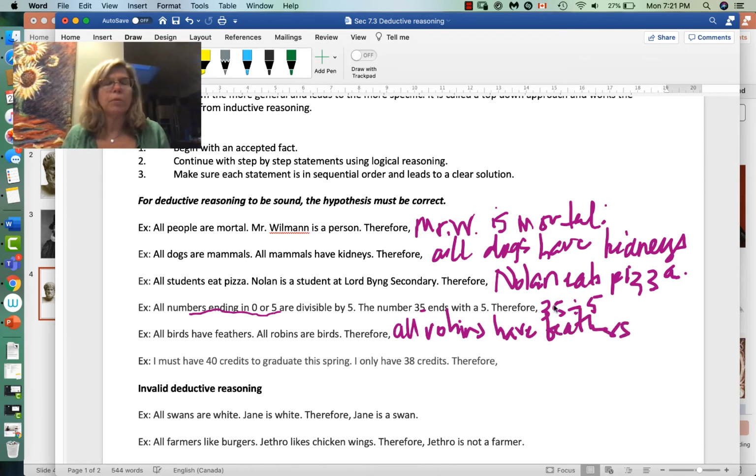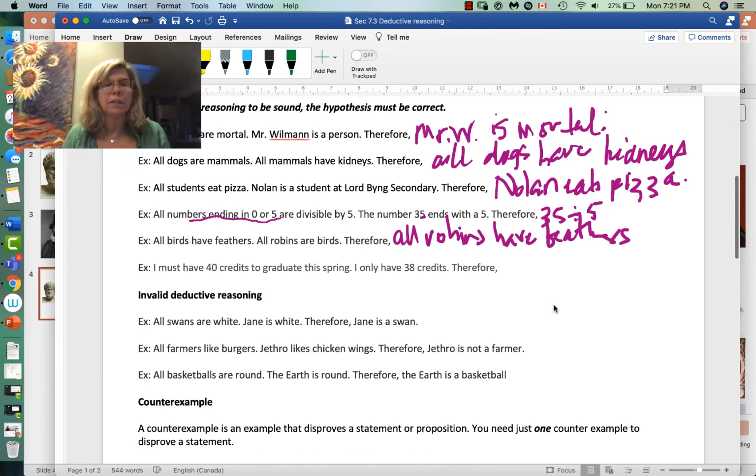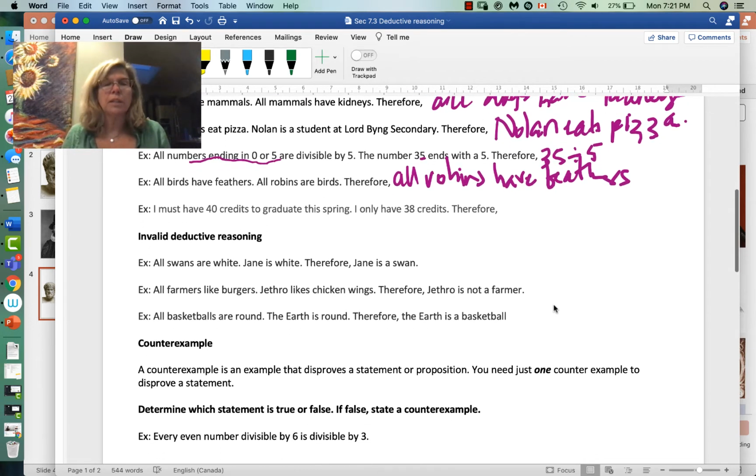Okay, if we move down to invalid deductive reasoning, here's where it gets a little sketchy. So the first example is: all swans are white. And then it says Jane is white. Therefore, Jane is a swan.